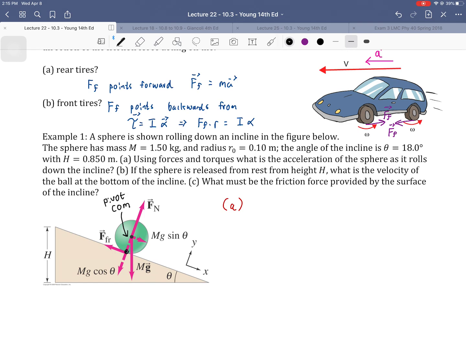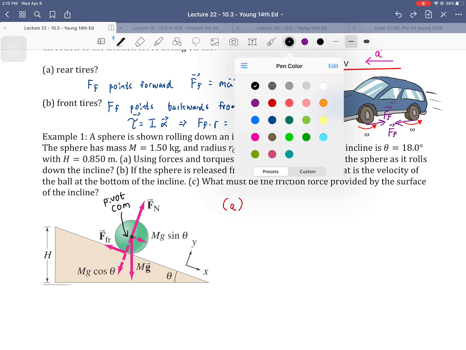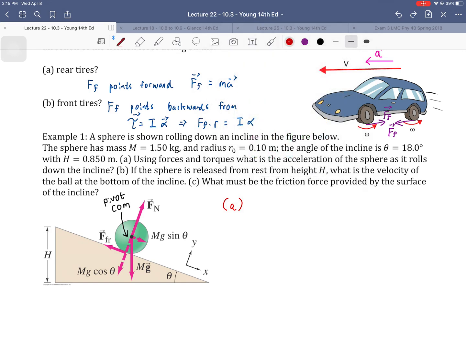Because if you think about it, if I chose the pivot to be, say, the contact point between the ground and the sphere, it would be equally advantageous. And what do I mean by that? What's advantageous or disadvantageous about it? Well, it's all about how many forces create zero torques.